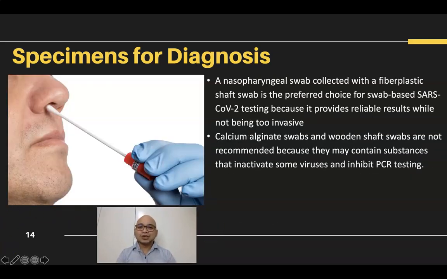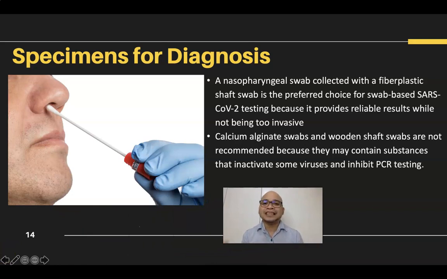A nasopharyngeal swab collected with a fiber plastic shaft swab, the one that you can see in the illustration here, is the preferred choice for swab-based SARS-CoV-2 testing because it provides reliable results while not being too invasive. We do not want to use cotton because cotton may have calcium alginate, and wooden swabs are not recommended because they may contain inhibitory substances that can inactivate some viruses and may even inhibit PCR testing. This may result in false negative outcomes.